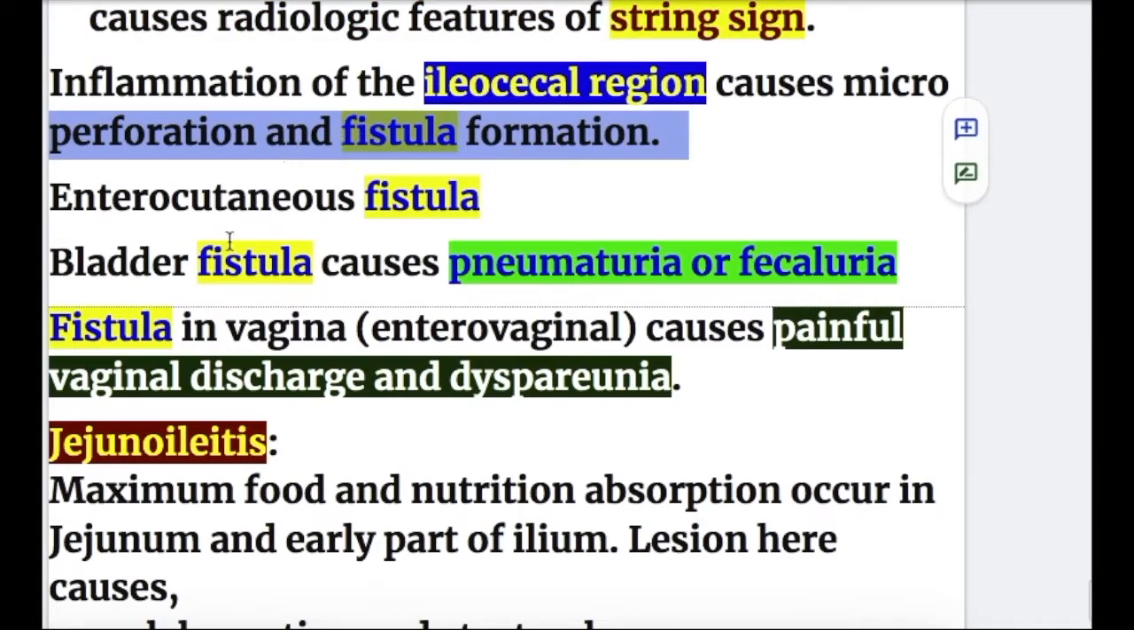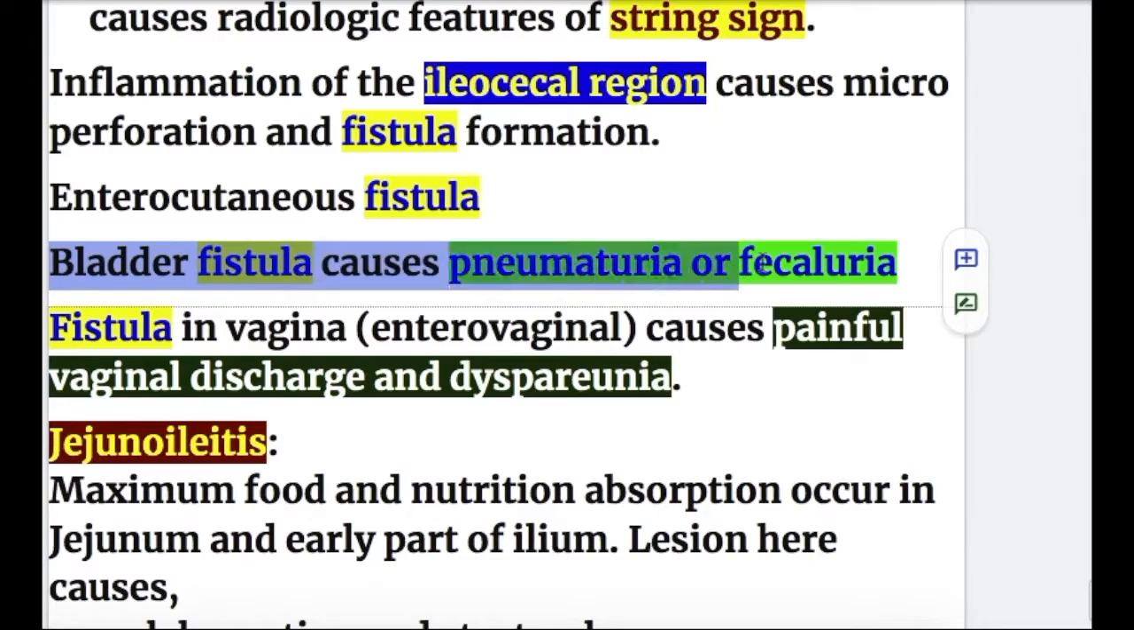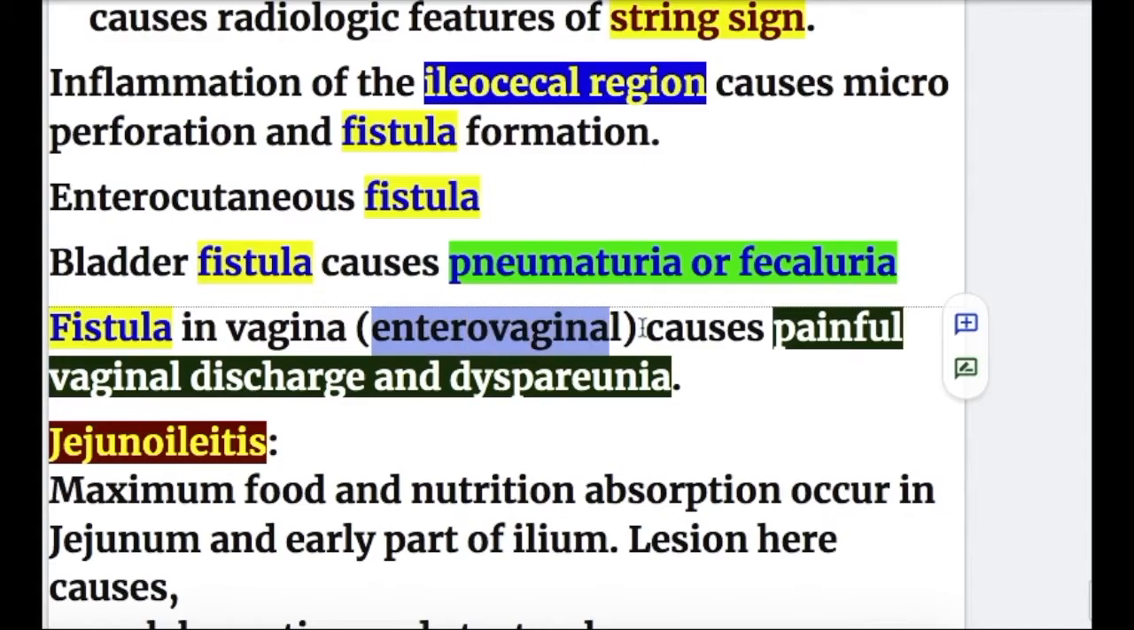A fistula may communicate with other organs, and it may be an enterocutaneous fistula. A bladder fistula causes pneumaturia or fecaluria. A fistula to the vagina, enterovaginal fistula, causes painful vaginal discharge and dyspareunia, pain on coitus.